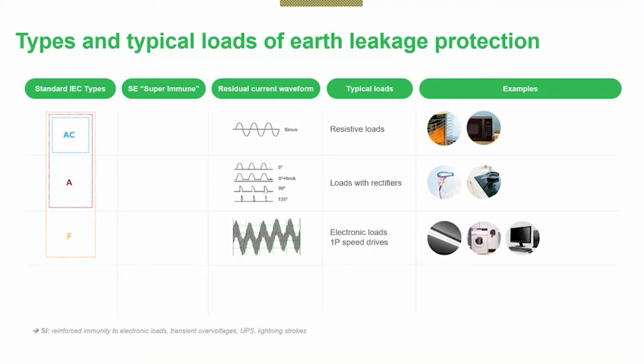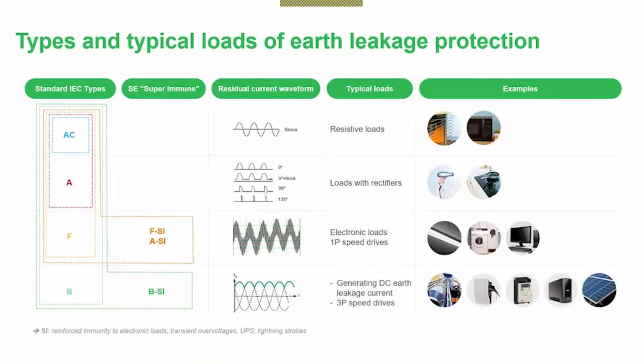Type F, detection of mixed frequency earth leakage faults. Typical loads include air conditioning or pumps, single phase pumps with variable speed drives. We then have our Type A SIs or F SIs, B and B SI. Just to remind you, SI, these are specific to Schneider Electric and are for locations where continuity of service is important. So the likes of an A SI is a Type A, but with reinforced immunity against nuisance tripping.